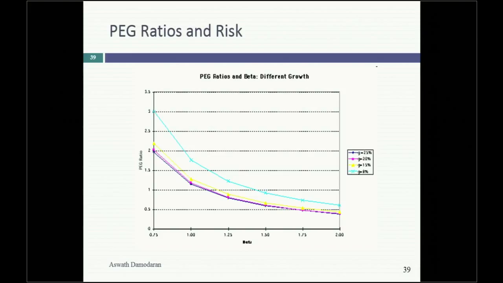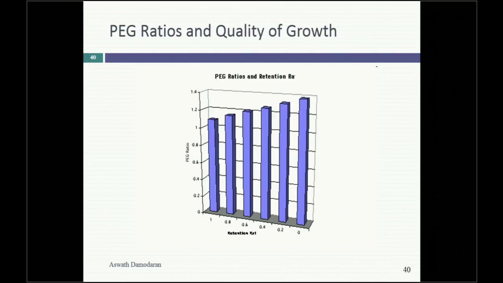I've seen tech company equity research reports where the analyst compares the PEG ratio of the tech company to the PEG ratio for the S&P 500. You know why that doesn't work? The tech company is riskier than the S&P. It should look cheaper. If you want to compare the tech company's PEG ratio, you have to compare it to other companies of equivalent risk, because if you don't control for risk, risky companies are going to look cheaper on a PEG ratio basis.